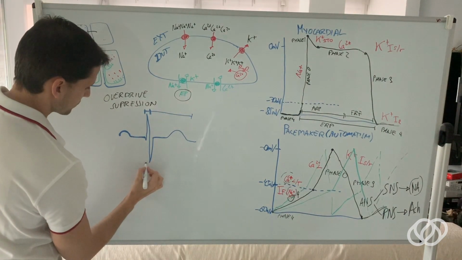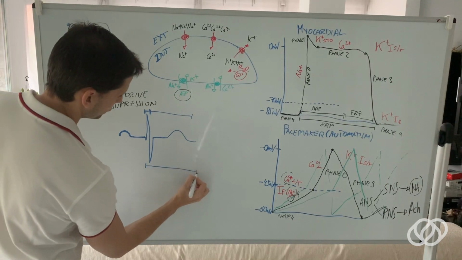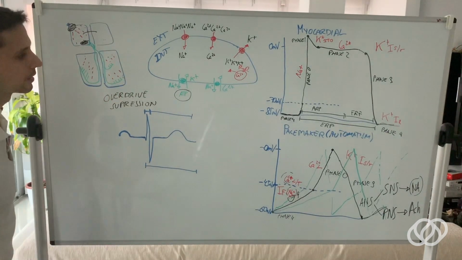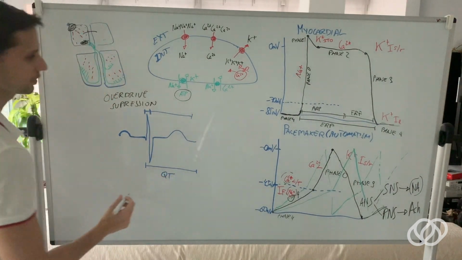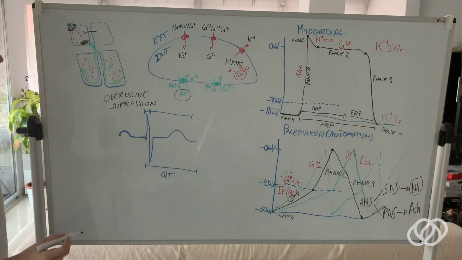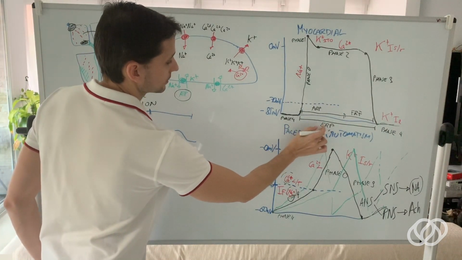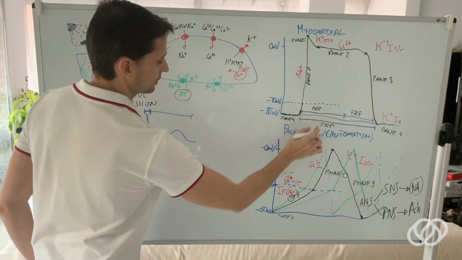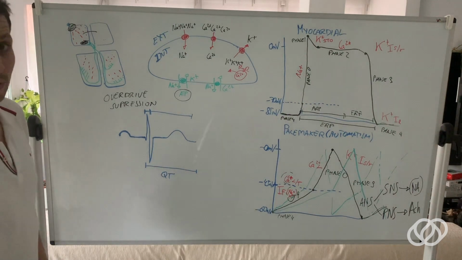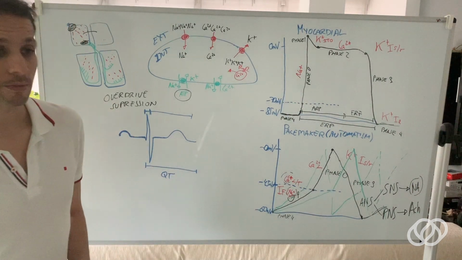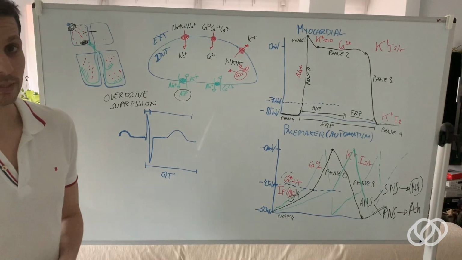So all this complex from the Q wave to the T wave is the QT interval. This QT interval is actually reflecting the effective refractory period of the heart. We will need it a lot to understand some of the syndromes that we have in cardiology, and also to understand how the anti-arrhythmic drugs work.